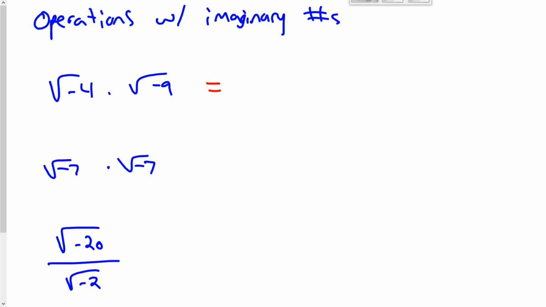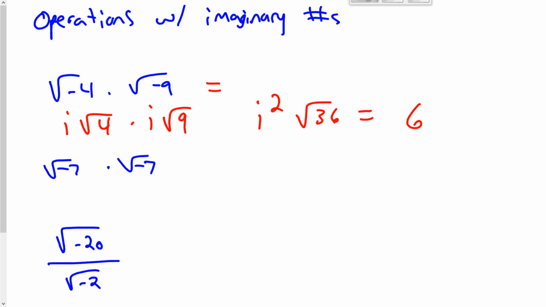Okay, so one way you can simplify this first. So you could take out the i and get square root 4, and take out the i on the square root of negative 9 and get i root 9. Now we can multiply i times i is i squared, and then square root of 4 times square root of 9, square root of 36, and that equals 6. And then i squared equals negative 1, and negative 1 times 6 would be a negative 6.